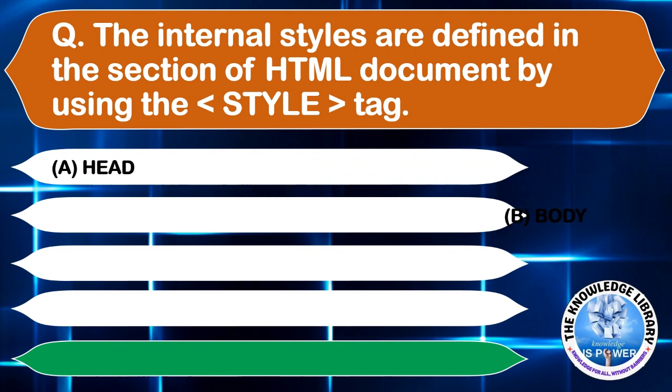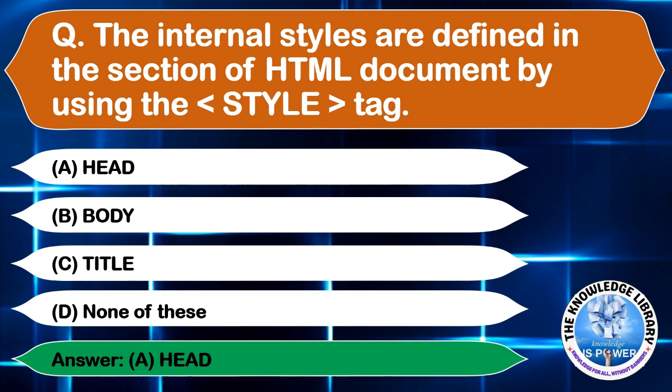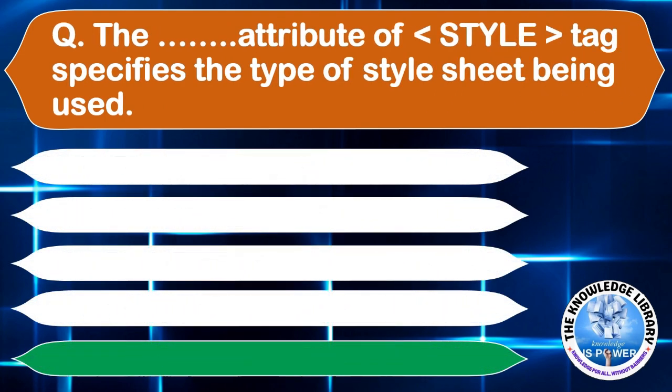The next question is, the internal styles are defined in the dash section of HTML document by using the style tag. Option A, head. Option B, body. Option C, title. Option D, none of these. The correct answer is option A, head.